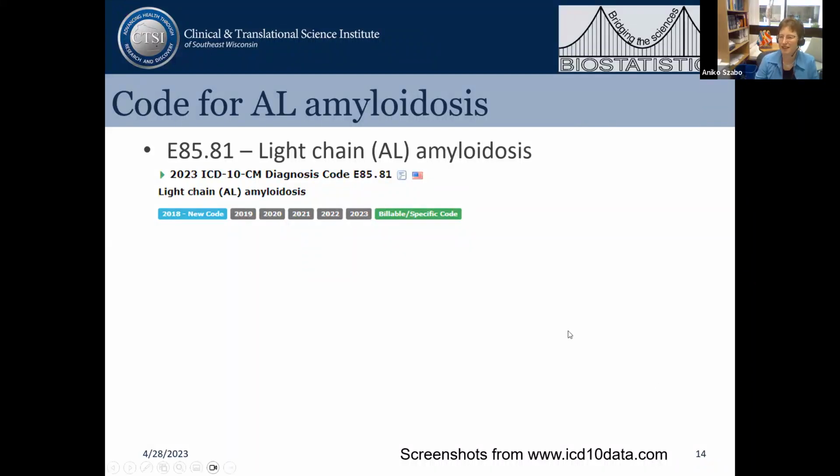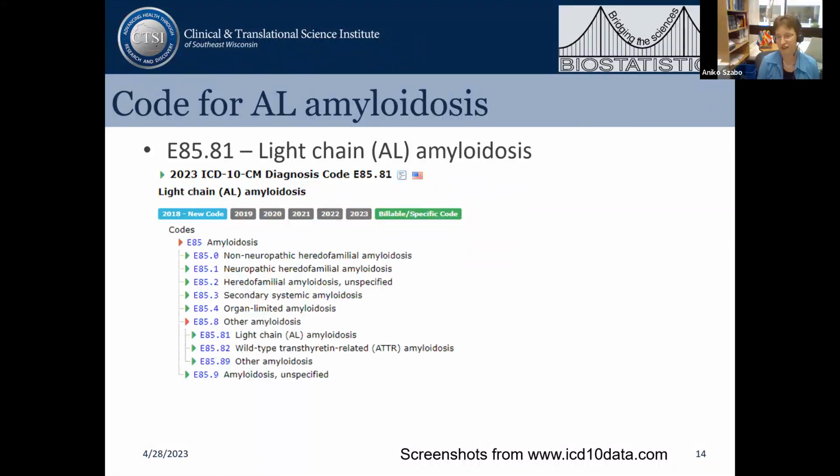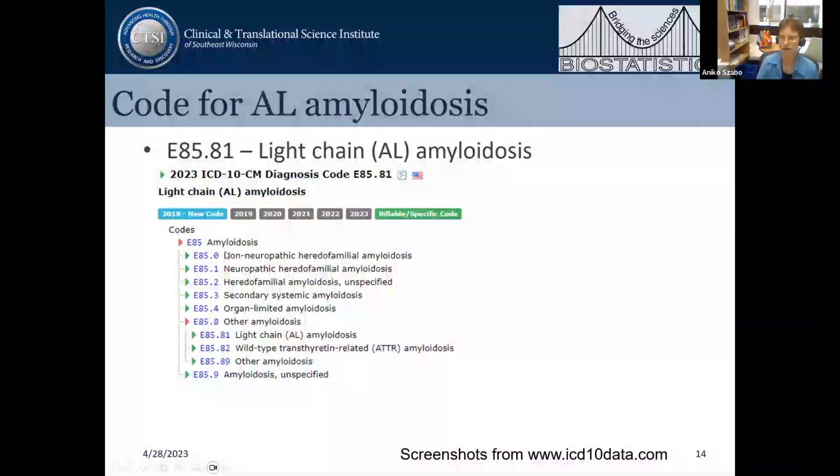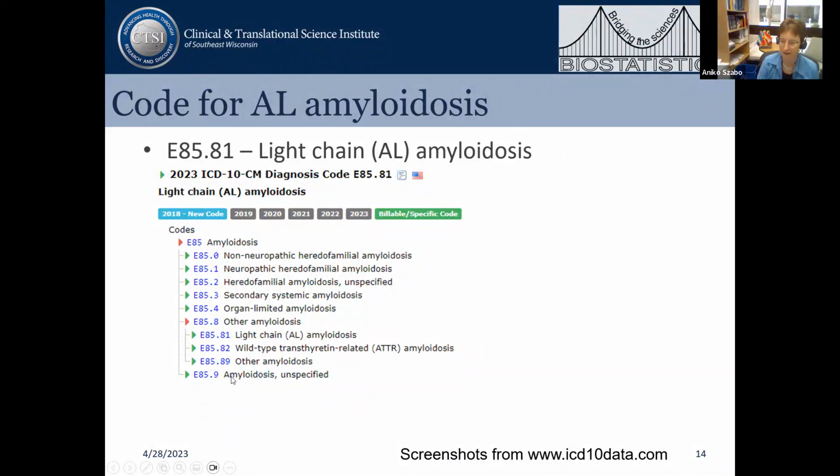You'll see that it's a billable, specific code, and if I go back, it was new in 2018. So wow, what happened before that? We know ICD-10 actually existed before 2018. So we can look around a little more at the whole hierarchy around this code. You see that there is E85 amyloidosis and it has some specific subtypes.